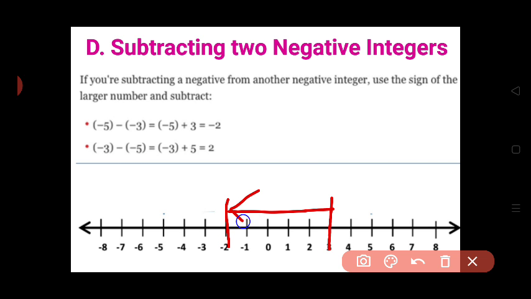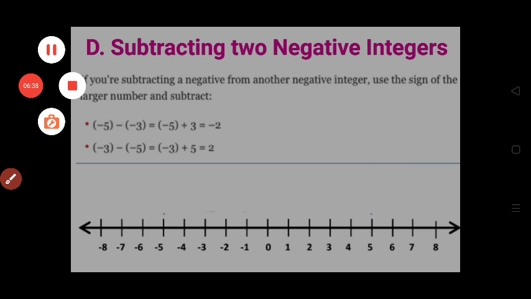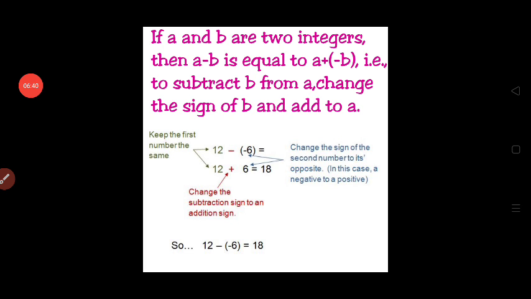This is how many steps? 5 steps. This is a thing which we need to understand. If a and b are two integers, then a minus b is equal to a plus minus b. That is, to subtract b from a, change the sign of b and add to a.